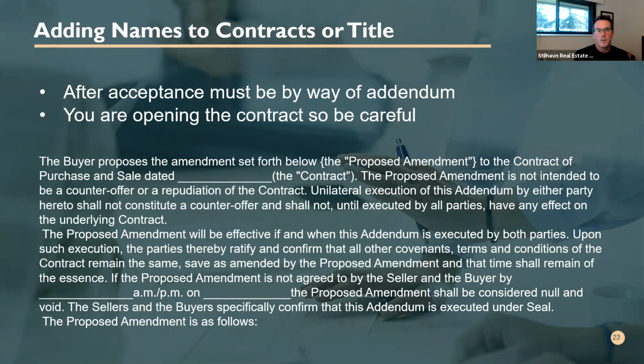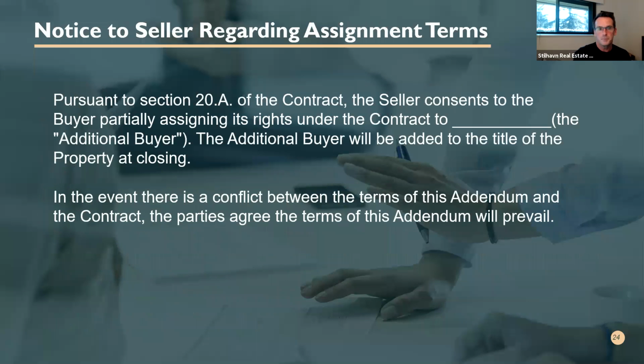Yeah. This is also recorded, so you can go back and see any of these. And again, this repudiation clause is in our Stillhaven clauses. So if you ever need it, just go in there. And we recommend you using that, not just in this case, but any addendum you do after acceptance should have this repudiation clause before, and then whatever you're proposing, changing the closing date, changing the amount of the deposit, anything like that, you should always have the repudiation clause ahead. All right, notice to the seller regarding assignment terms, talked about that.